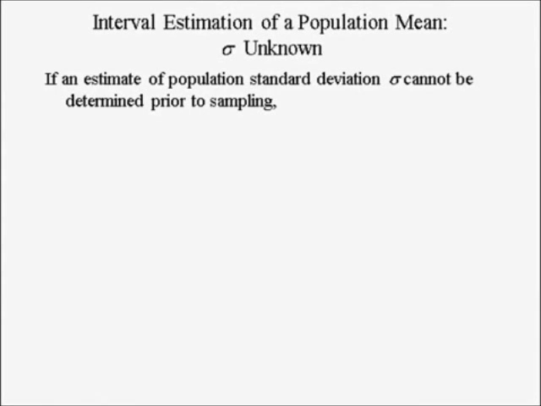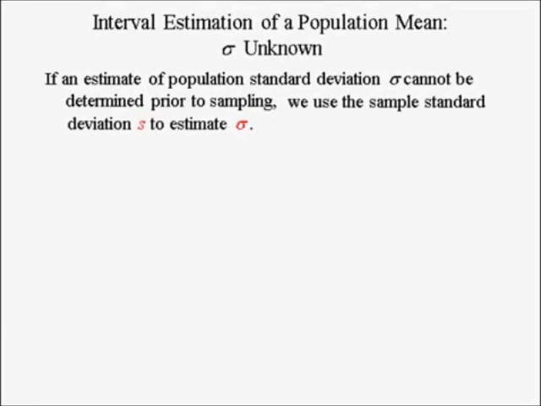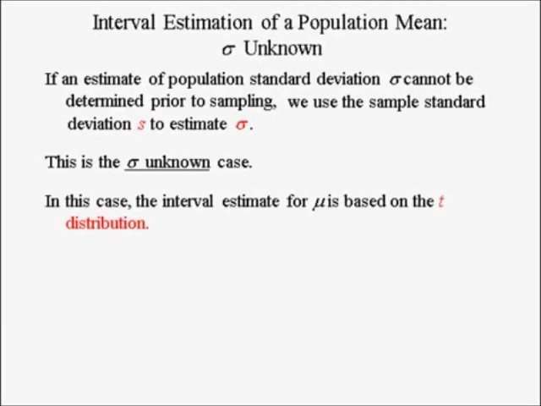If an estimate of the population standard deviation, sigma, cannot be determined prior to sampling, we use the sample standard deviation, S, to estimate population standard deviation, sigma. This is the sigma unknown case. In this case, the interval estimate for the population mean, mu, is based on the t distribution. When sigma is known, we use z.